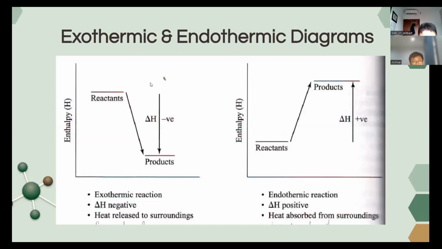So this is the diagram of exothermic and endothermic reactions. As you see, in the exothermic reaction, the enthalpy change of heat is negative. So the heat goes down and heat is released to the surroundings. And then for endothermic, the endothermic reaction is this one on the right. The enthalpy change of heat is positive, so the reactants will go up to products and the heat is absorbed from the surroundings.